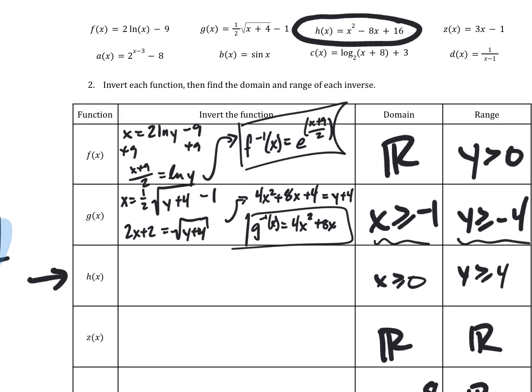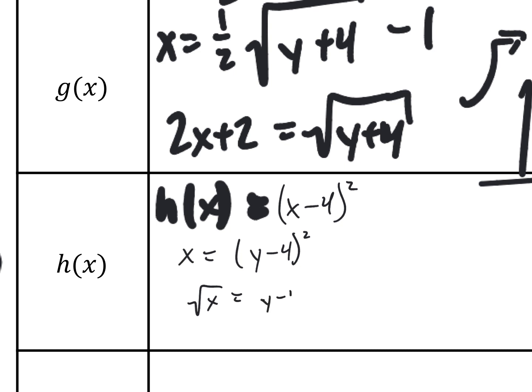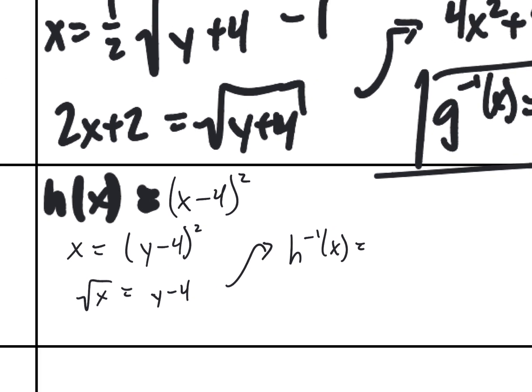So let's invert it. By the way, h of x can be rewritten as x minus 4 quantity squared, which is going to be important for this one because when we invert it, we'll do that, x minus 4 squared. Remember that this is just factoring, y minus 4 squared. Take the square roots of both sides. We'll just use the positive one, so we'll just write root x equals y minus 4. So that gives us that h inverse of x is equal to square root of x plus 4.